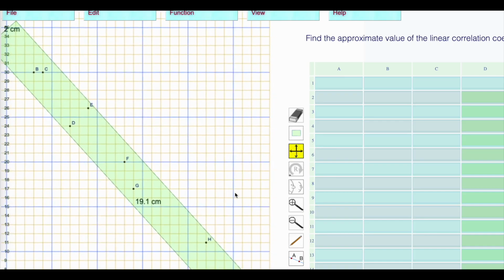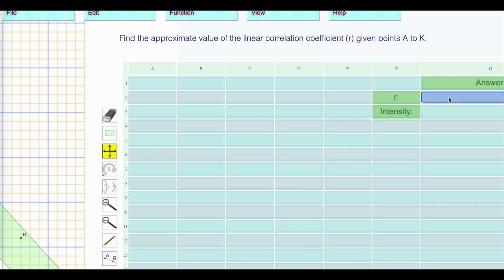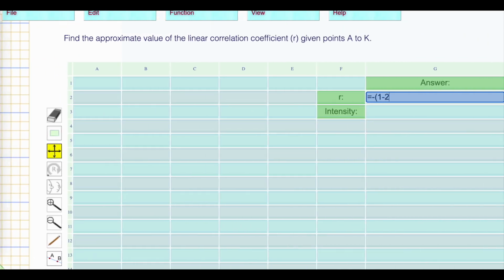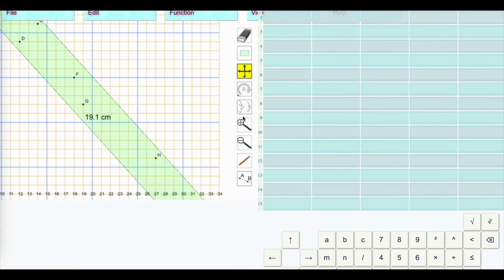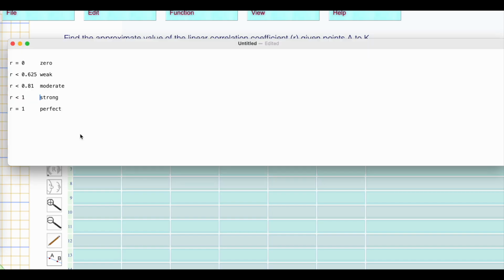Now to figure out the correlation coefficient. It has a negative slope. I'm going to put a negative in front of 1 minus the small dimension, or the width, which is 2 centimeters, divided by the big dimension, or the length, 19.1. That gives us 0.89. Round that to 5 decimal places, I'm going to have the 7 tell the 8 to become a 9.